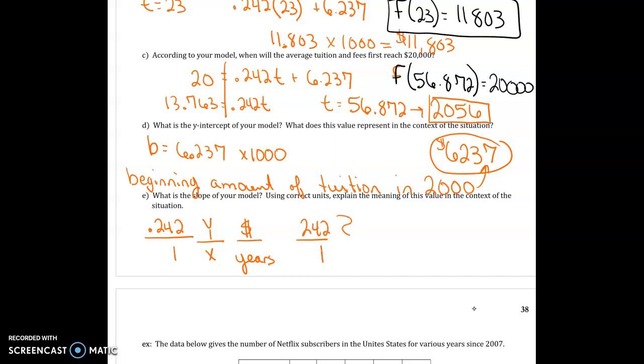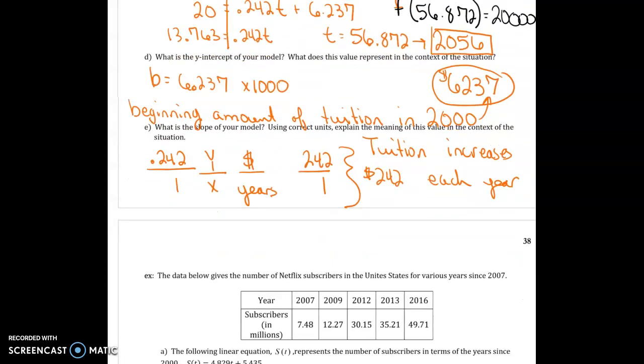And now when I want to explain it in context, this is one way to say it: tuition increases $242 each year. This whole thing was about tuition and how it goes up from year to year to year. It definitely doesn't go down. All right, let's go to the next one.